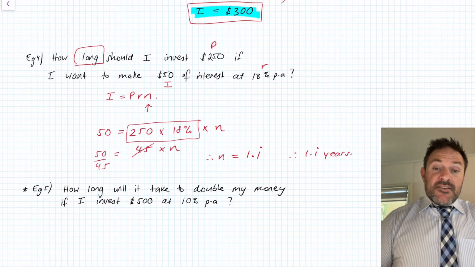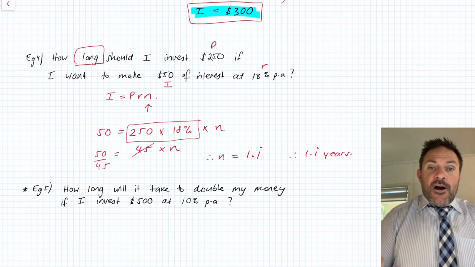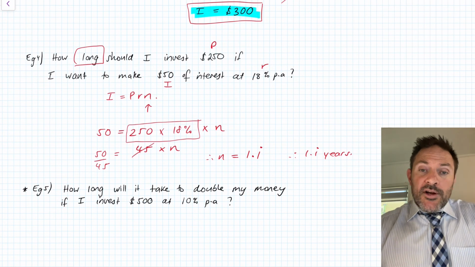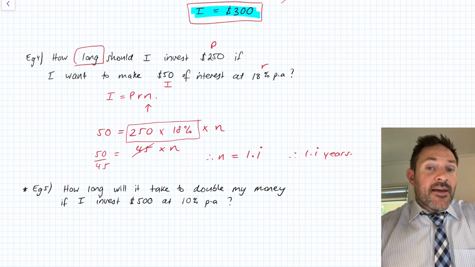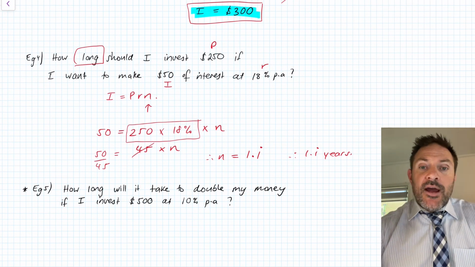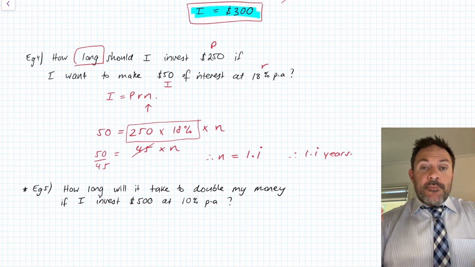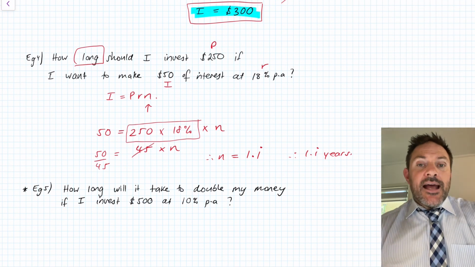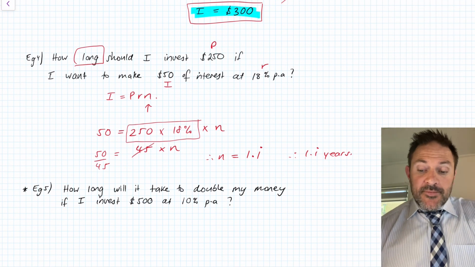Now, you could have divided by the 250 and then divided by the 18%. That works out well. And this setup will work no matter what you're looking for on that right-hand side. If they ask you for the principal, they ask you for the rate, do exactly the same thing. Plug your numbers in and then simply pull them across the other side until you find the letter you're looking for. That's a harder question.